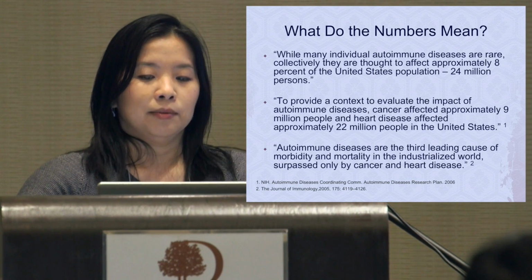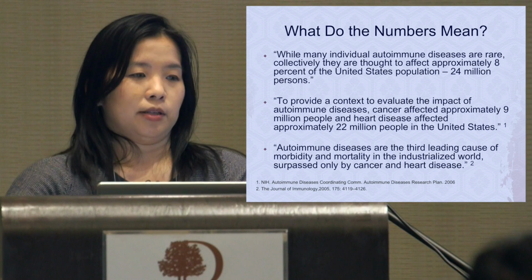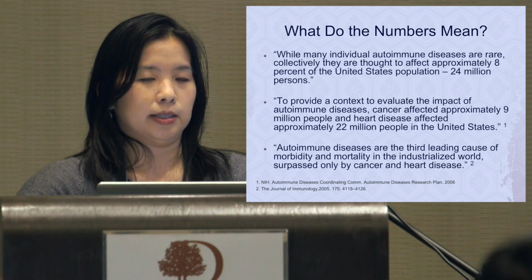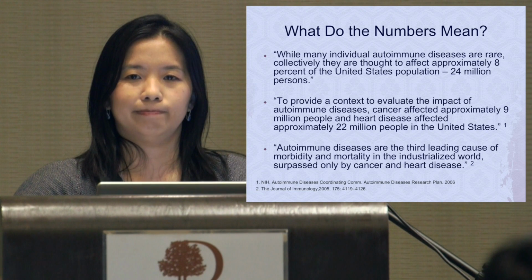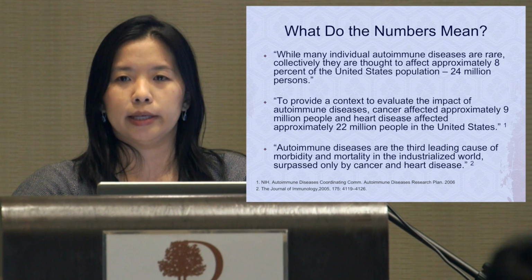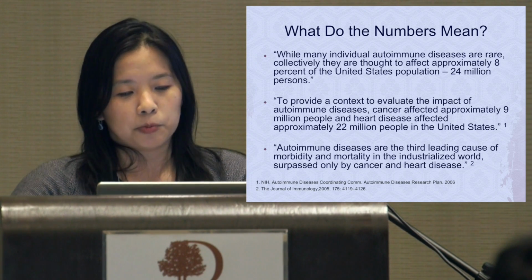So for individuals with autoimmune disease, let's say 8% of the United States population, we're talking about 24 million people that are affected by autoimmune disease. 24 million. And you go, how much is that? I don't know, right? That seems like a lot. It's like the whole New York City population, right? Let's put it into context.